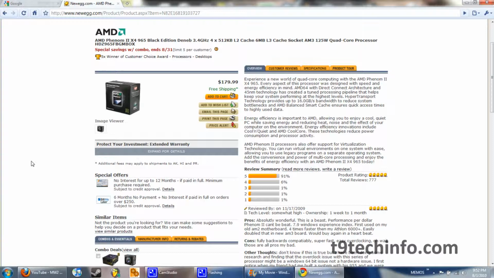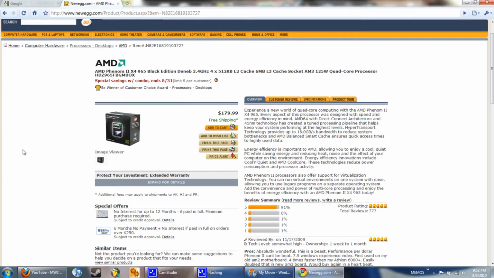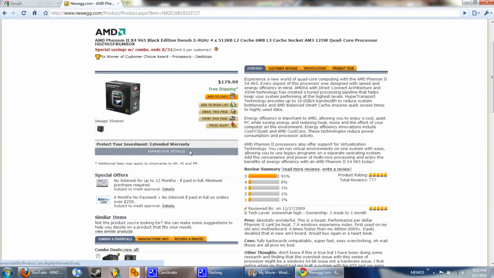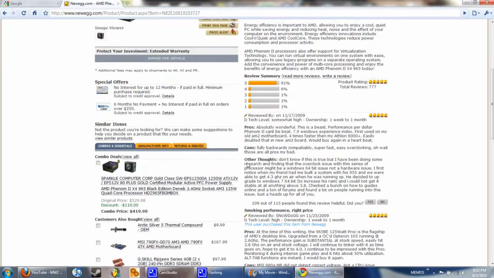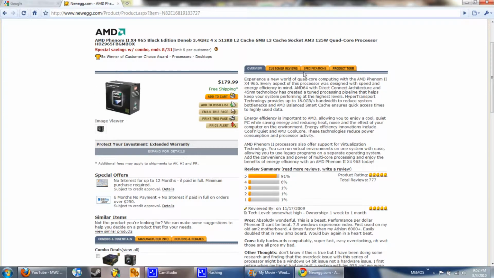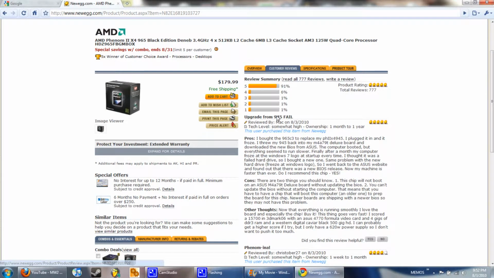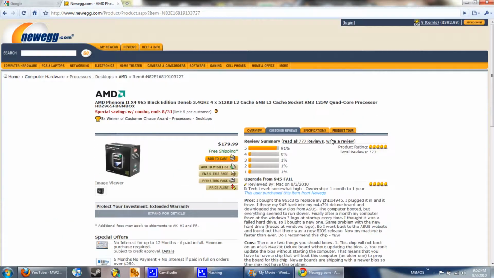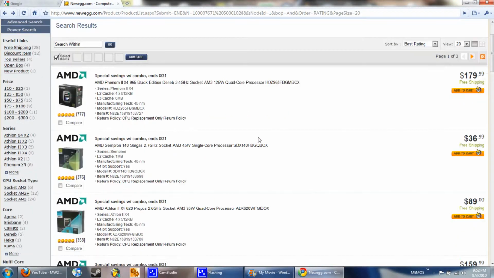Today we're going to talk about a processor made by AMD. It's the Phenom II X4 965, and it is an outstanding 3.4 GHz processor, and it is a quad core. I don't know, it just kind of popped up to me. It looks like a pretty good processor. It's outstandingly rated, so it's probably one of their best processors they've ever released.